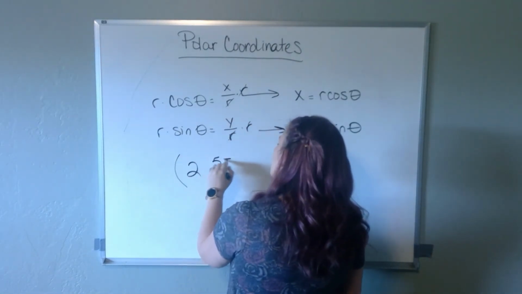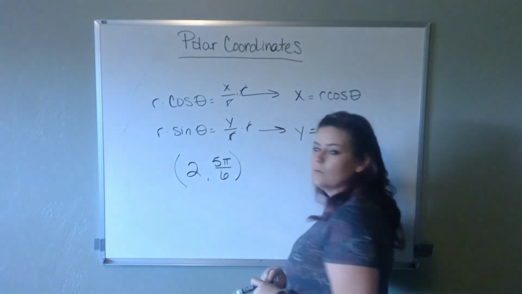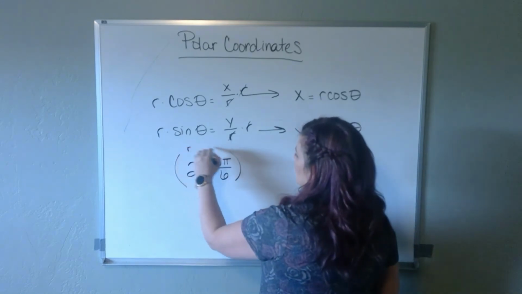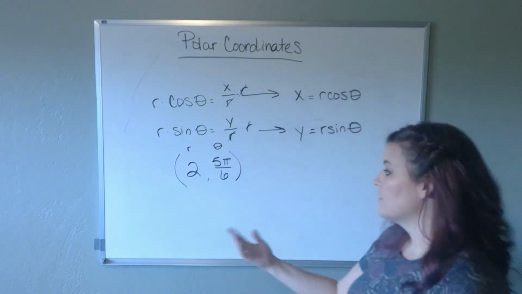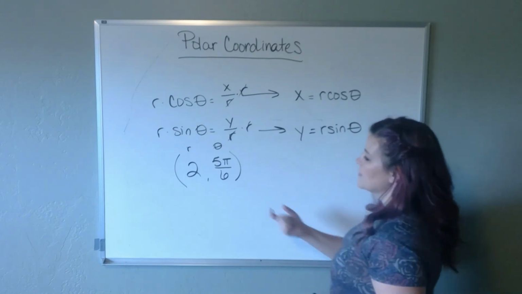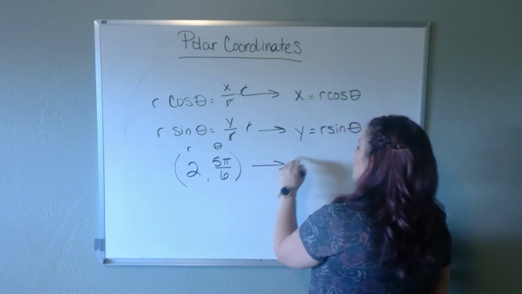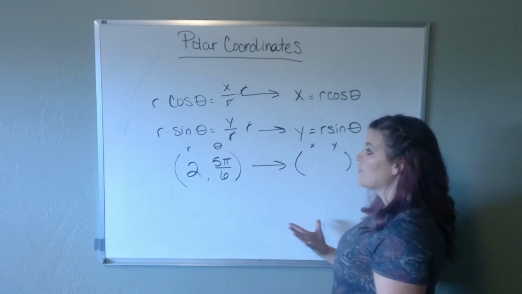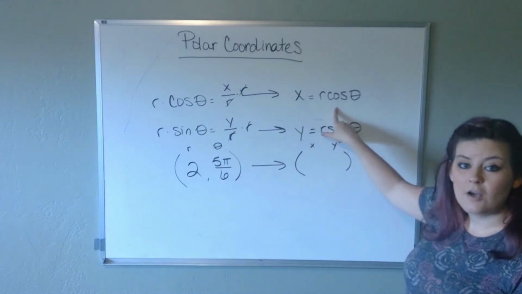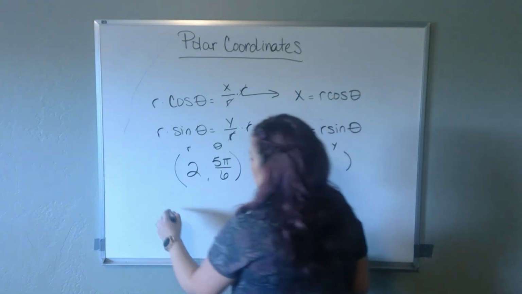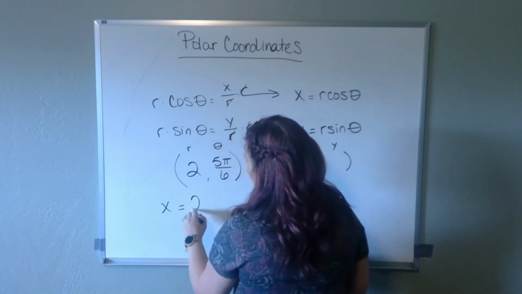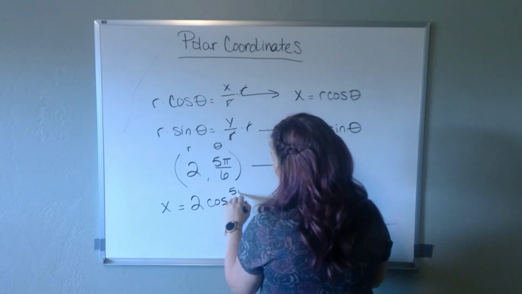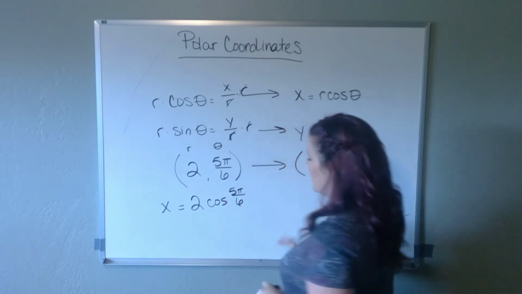I have polar coordinates 2, 5 pi over 6. So this is r, this is theta. You might label that just to keep it straight. Make sure you don't think this is x and y. But I'm going to take r theta and I want to write this as a coordinate pair with x and y. So how do I find x? I use r times cosine theta. So x equals r times cosine theta. So that's 2 times the cosine of 5 pi over 6.